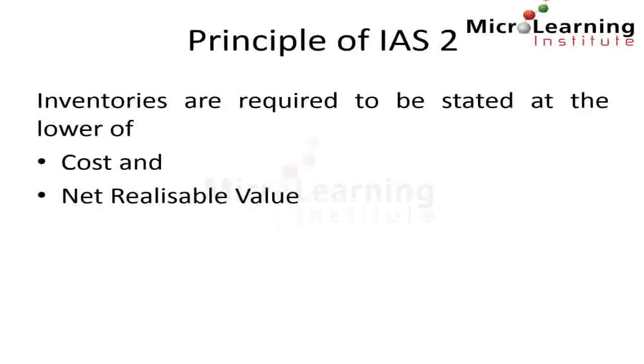The fundamental principle of IAS 2 states that inventories are required to be stated at the lower of their cost and their net realisable value.